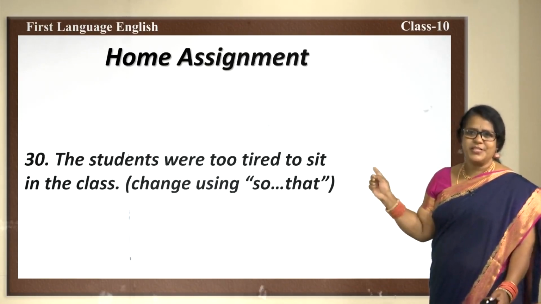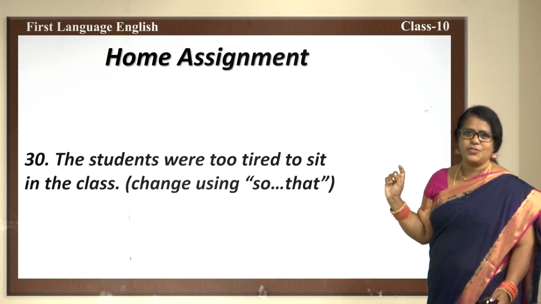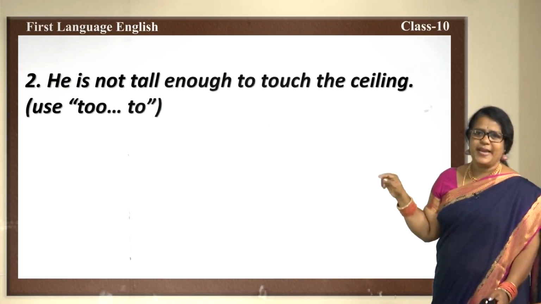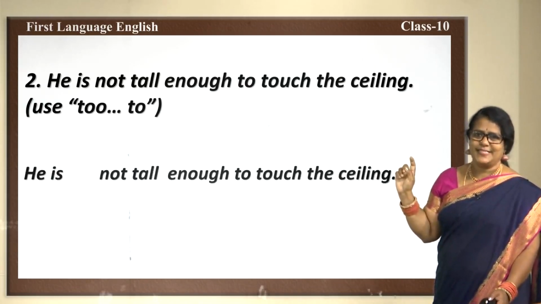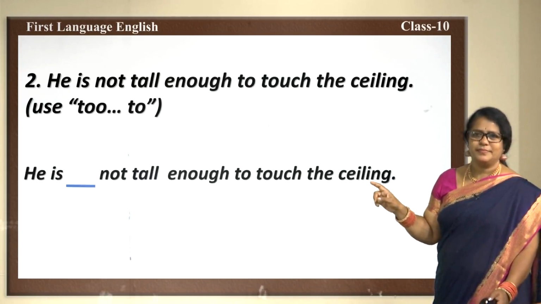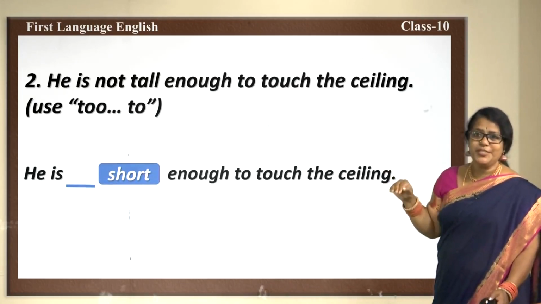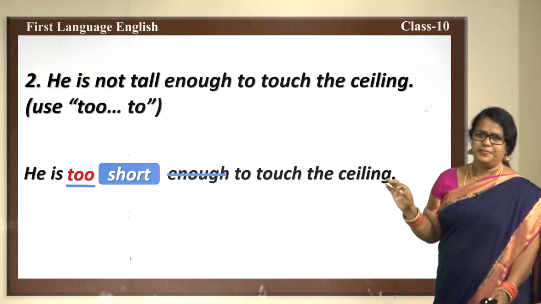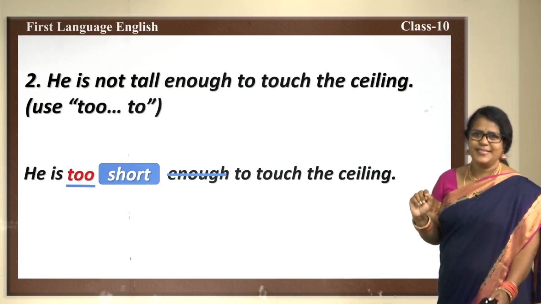Please take this question, which has the same idea which we are going to work out. We are going to do this question also. He is not tall enough to reach the ceiling. In the bracket the instruction is use too. Fine. Let's take, he is. We need to use the clue too. That means not tall, what is the meaning here? Short. He is too short. Let us take off this enough. He is too short to touch the ceiling, right?